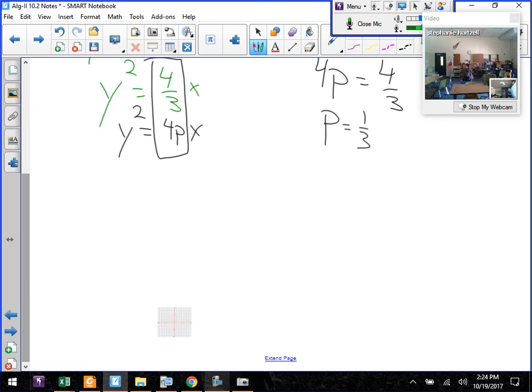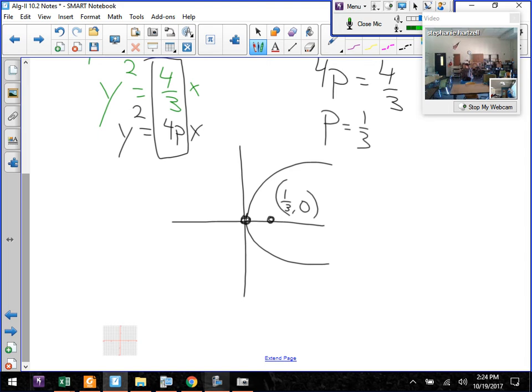The y squared parabola, positive value of 1/3, what direction does this open? To the right. Y squared to the right. P-value of 1/3, which means my focus is at the ordered pair of 1/3, 0. All right, and my directrix will be located at x equals, very good.